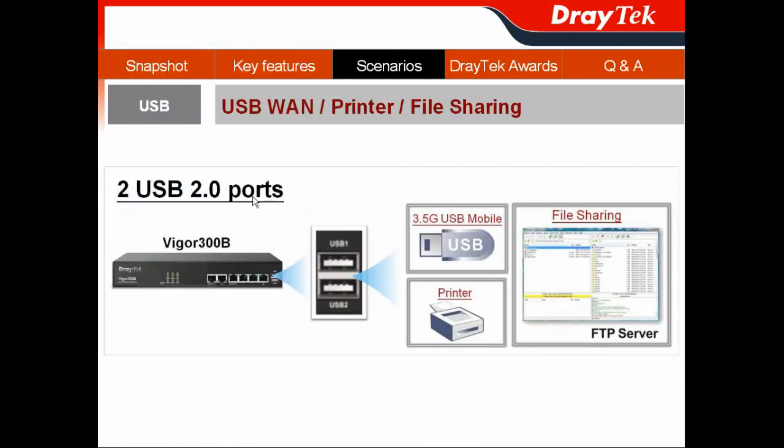So we know Vigor300B offers you two USB 2.0 ports. What can these USB ports do for you? A 3.5G USB mobile broadband modem can be hooked up to a USB port, or a printer server or file sharing like a NAS server, all can be done by these two USB 2.0 ports.